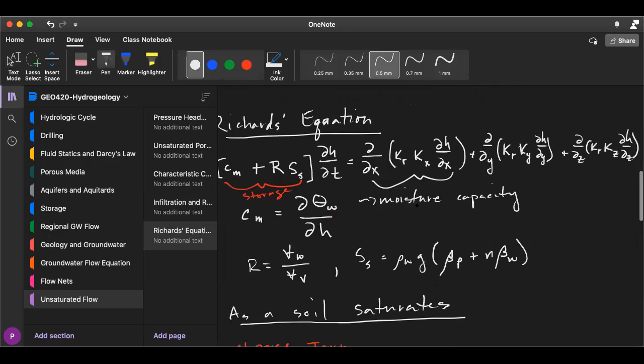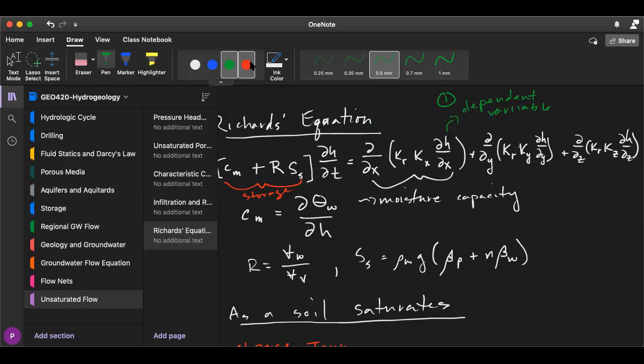I want to go back and think about this. So in the anatomy of a partial differential equation, we've got 3 pieces here. We're going to call head the dependent variable. This is the thing that we're after. We want to know groundwater head.